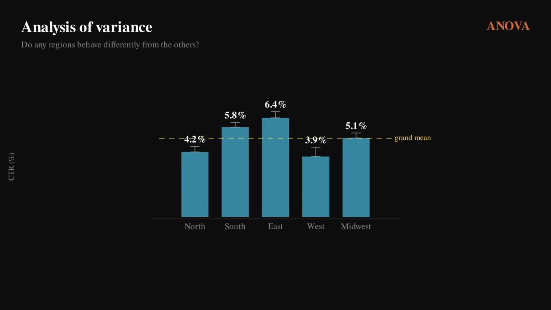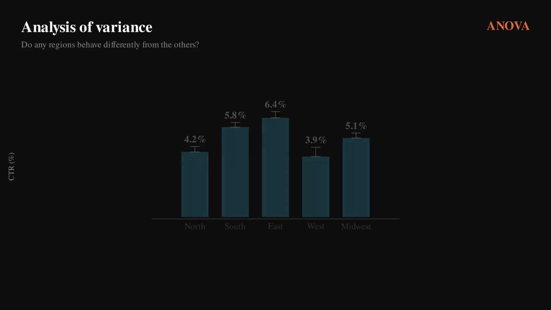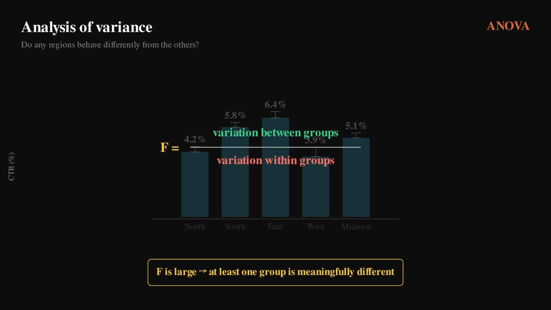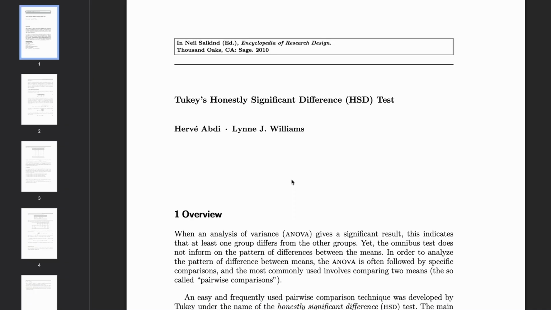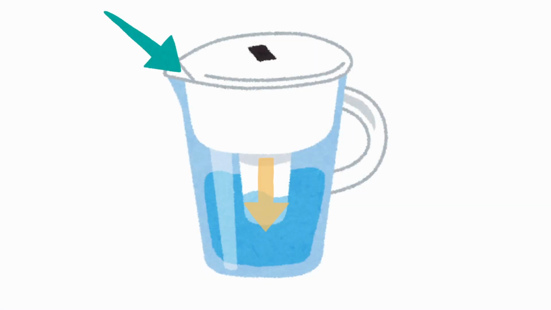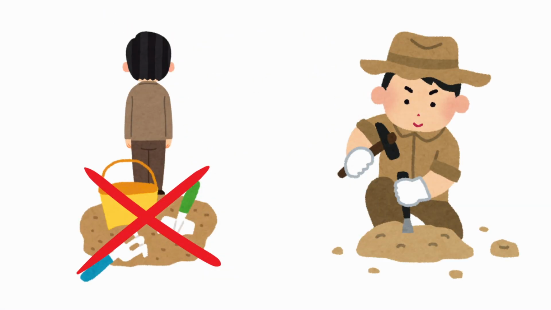It compares the variation between groups to the variation within groups. If the differences between groups are large relative to the noise within them, then at least one of the groups is meaningfully different. But ANOVA doesn't tell you which ones. It tells you that something is different, not what is different. For that, you will need to go a level deeper with something like Tukey's honestly significant difference, the HSD test. Drop a comment if you want to see us cover that topic, but for now, ANOVA is a filter, and it tells you whether it's worth digging further.